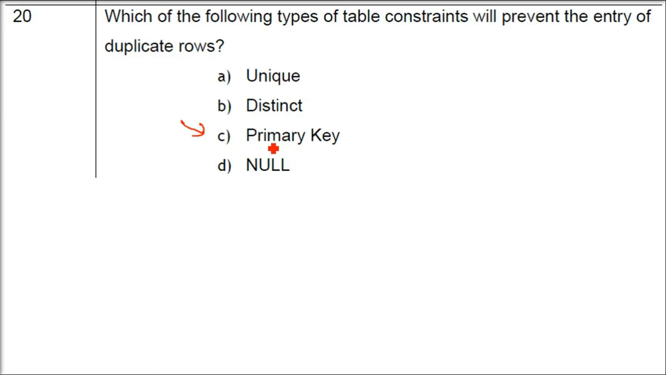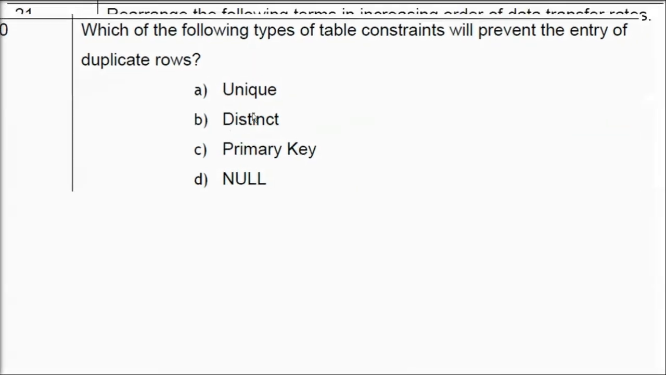Because you want to prevent the entry of duplicate rows when you are doing the DDL, data definition language. At that time, when you create a table, you give a primary key. When you give a primary key, that will ensure that there will be no two rows of common content.